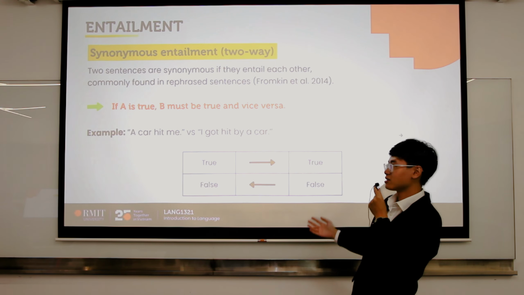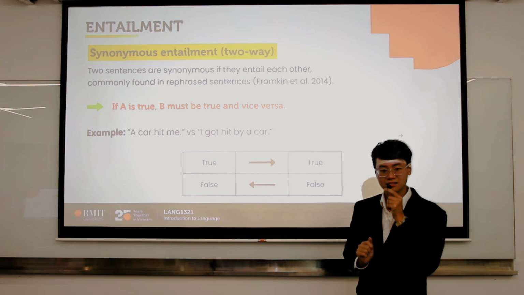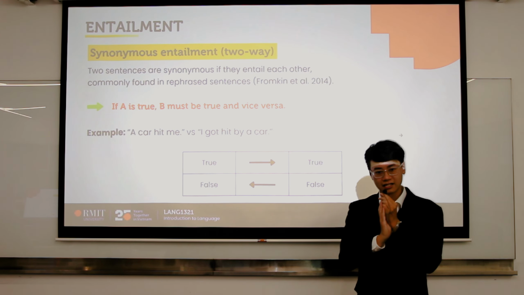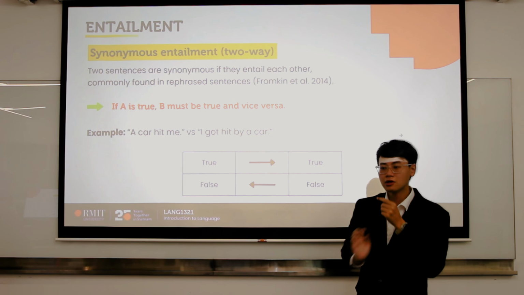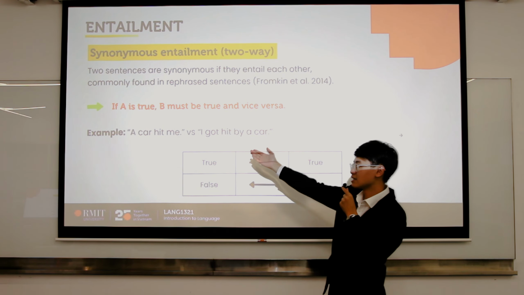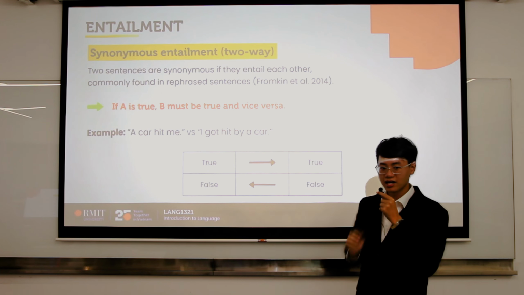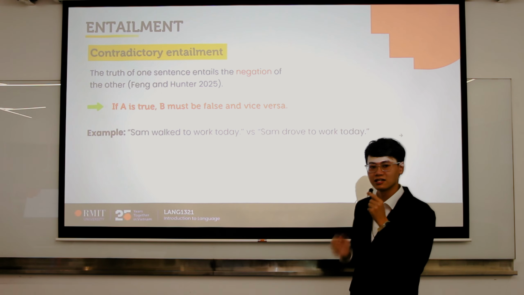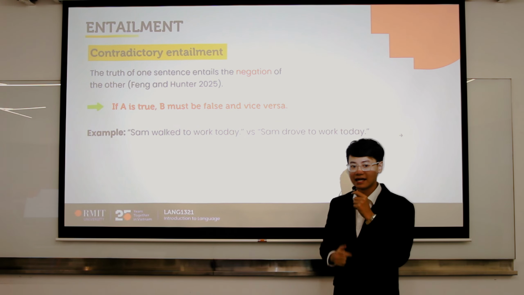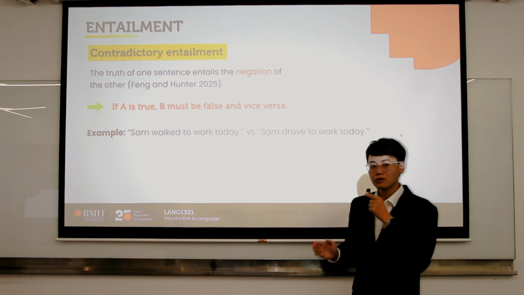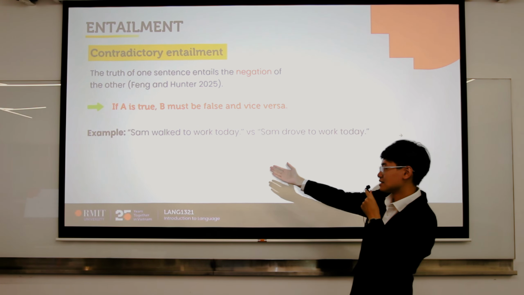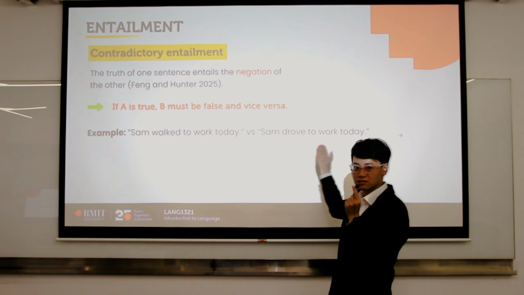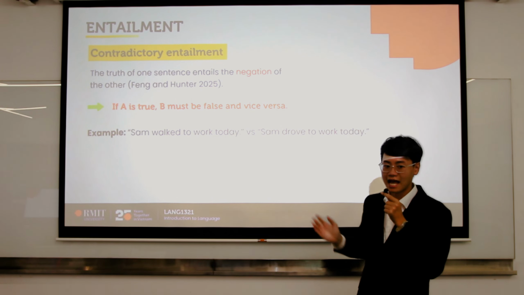Now we move on to the second type of entailment, which is the synonymous entailment, where two sentences are synonymous if they entail each other, commonly found in paraphrased sentences like "a car hit me" and "I got hit by a car." The third type is the contradictory entailment, where the truth of one sentence entails the negation of the other. In the example here, "Sam walked to work today" does not mean that Sam drove to work today either. It cannot be happening at the same time.